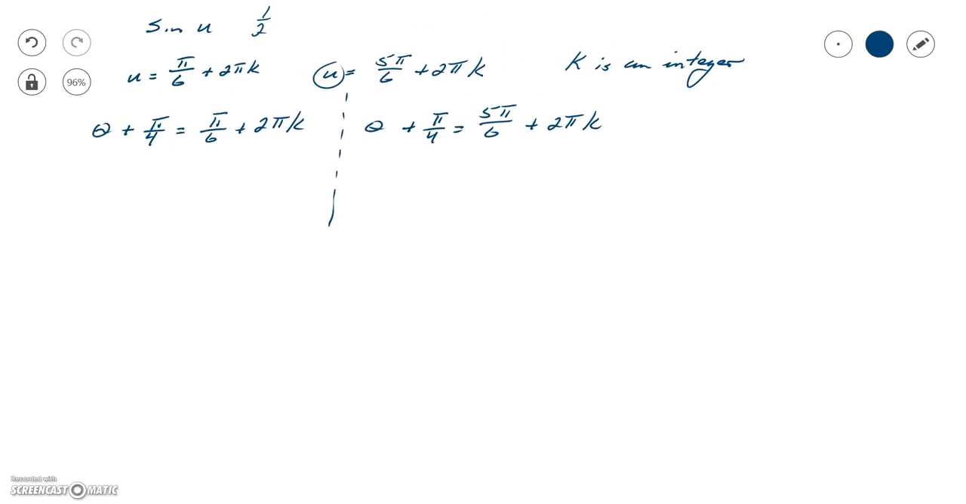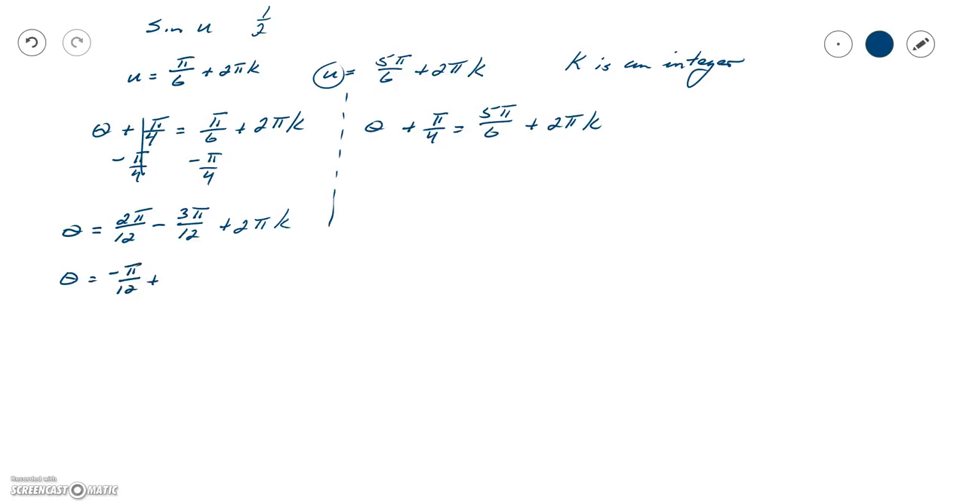And then we're going to test some values. So I'm going to subtract pi over 4 from both sides. Depending on your knowledge of fractions here, we need to find a common denominator, which is going to be 12. So pi over 6 is 2 pi over 12, minus 3 pi over 12, plus 2 pi k. And so theta here gives us negative pi over 12 plus 2 pi k.